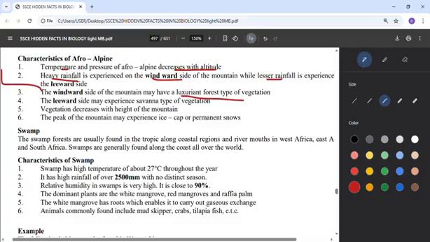On the leeward side, you may experience savanna types of vegetation. The vegetation always decreases with the height of the mountain. The peak of the mountain may experience an ice cap or permanent snow.